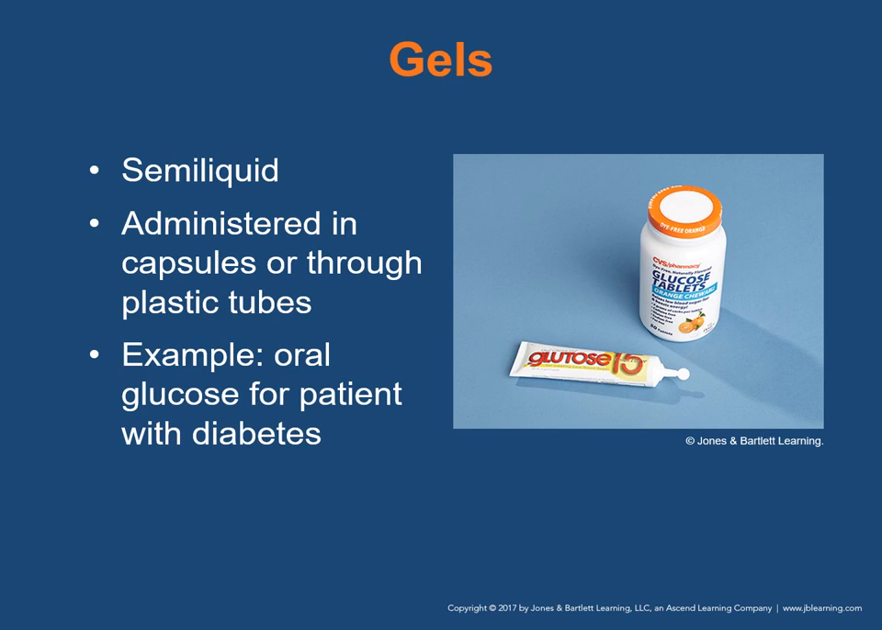Gels are semi-liquids. These are administered in capsules or through plastic tubes. They usually have the consistency of pastes or creams but are transparent. One example is oral glucose for a patient with diabetes.